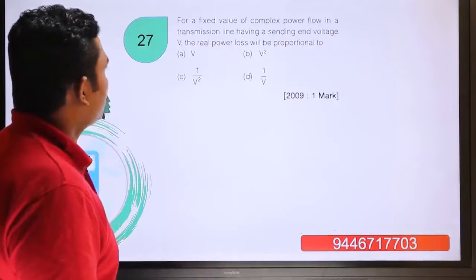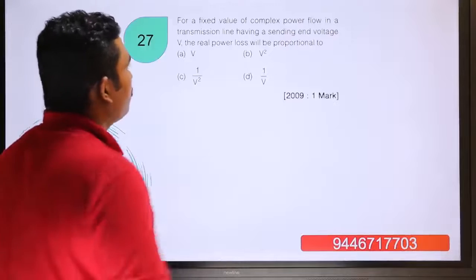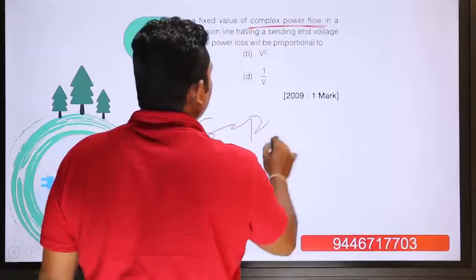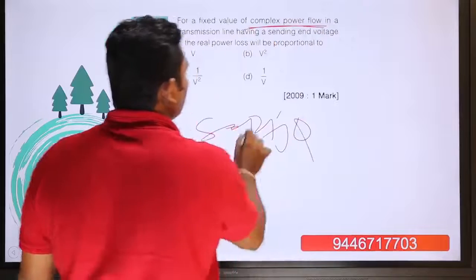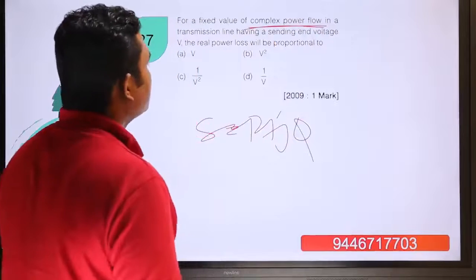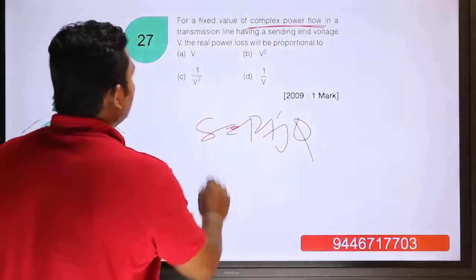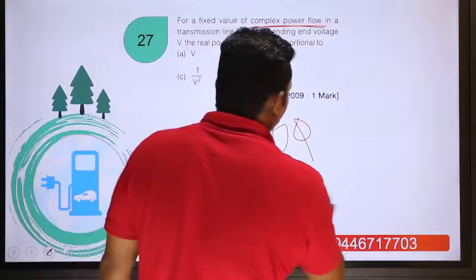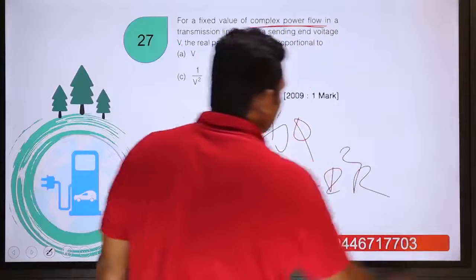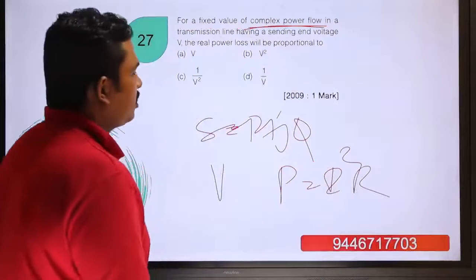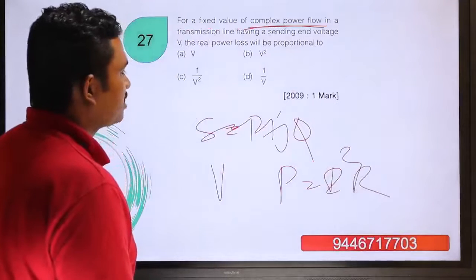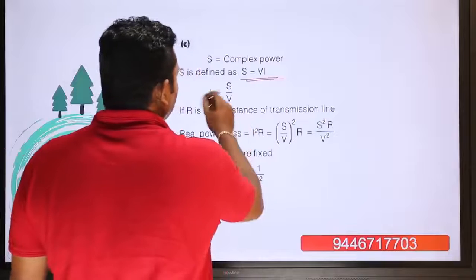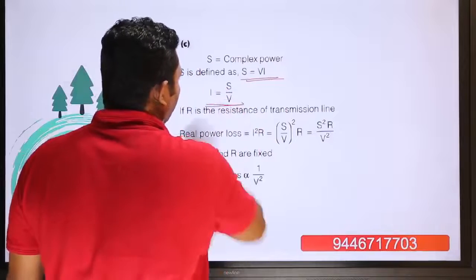Moving into question number 27. For a fixed value of complex power flow, what is complex power? S is equal to P plus jQ. Okay, so that is complex power. In a transmission line having a significant voltage V, the real power loss is proportional to what? What is real power loss? Real power loss is proportional to I square R, isn't it? So what is complex power? Complex power is S equal to V into I. Or what is I? I is equal to S divided by V.